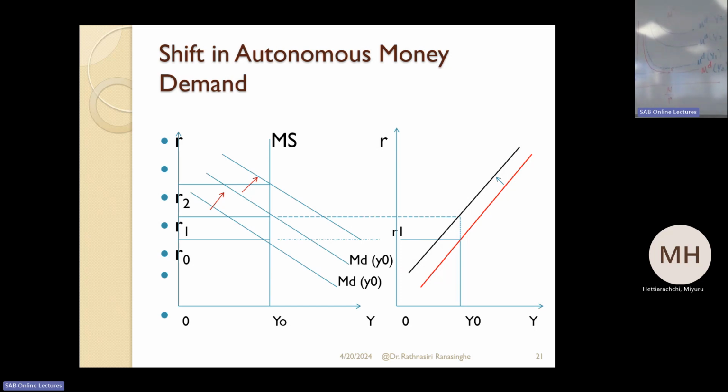As we discussed, now we will take only one point to derive the curve. The initial point is here at R0, Y0. So that is the initial point.